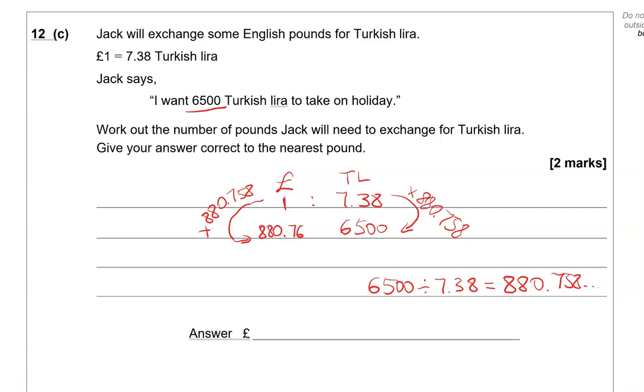We've got to give the answer correct to the nearest pound. So we're going to say whether this is £880 or 881. Which one is it closer to? And as this is over 50 pence, we're going to go for £881.